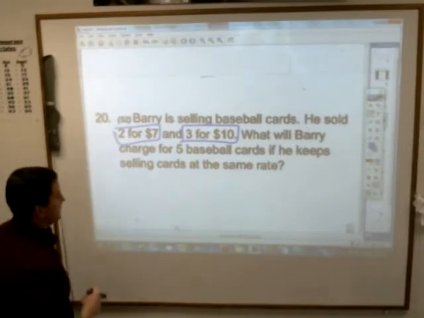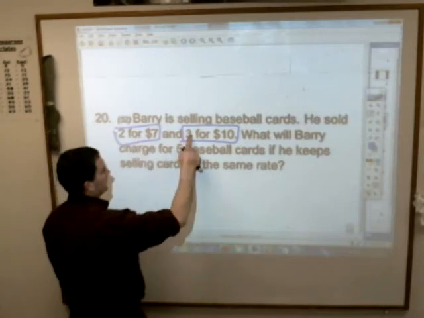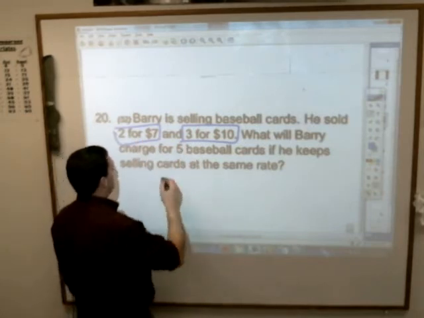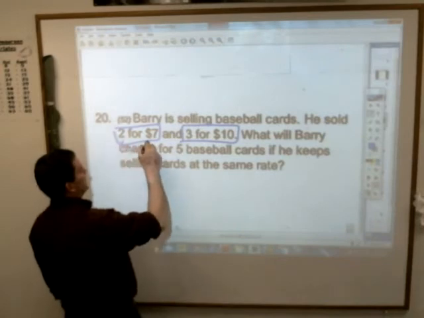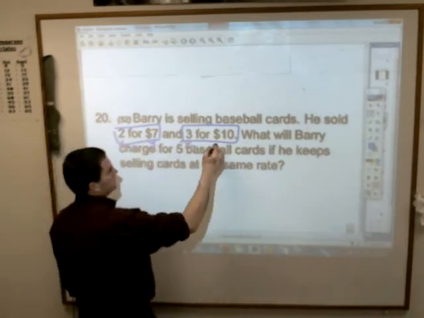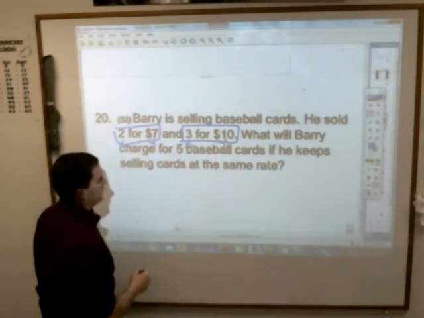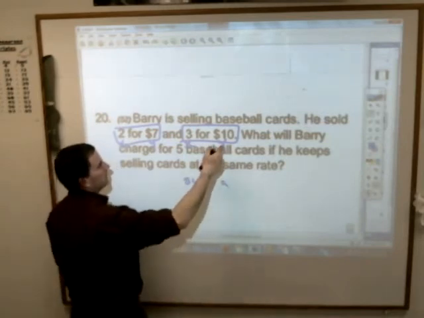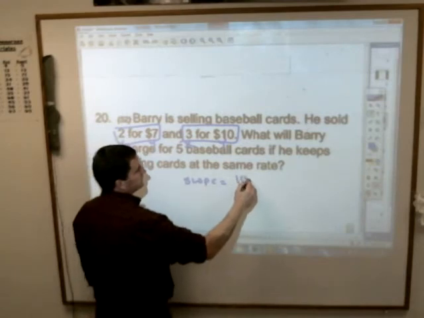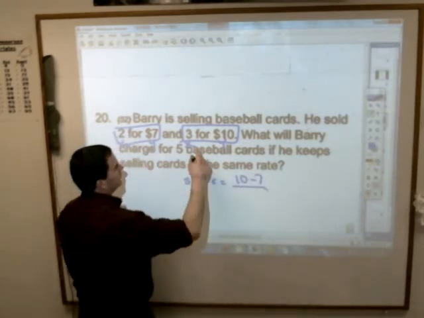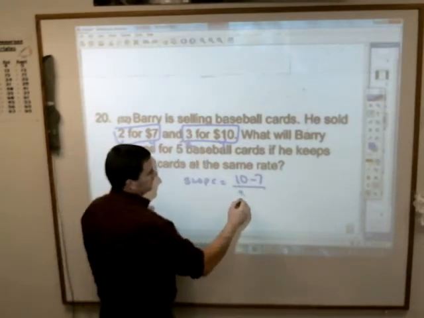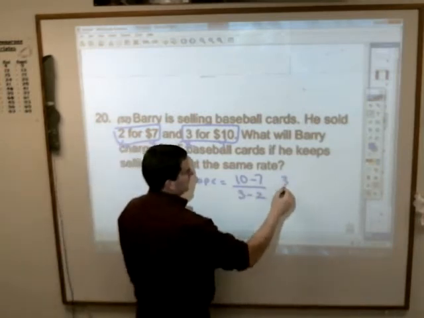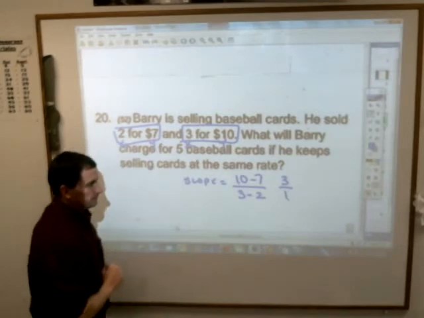Okay, which means you have to do what Gwen said there. If 2 for $7, 3 for $10, here are your x and y values. This actually gets a little complicated. So the slope is going to equal 10 minus 7 over 3 minus 2. So your slope actually equals 3 over 1.